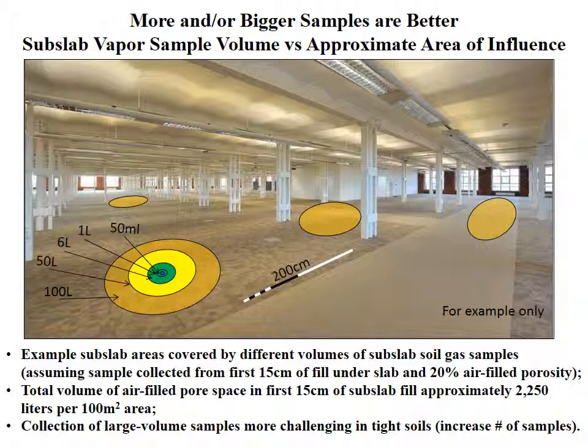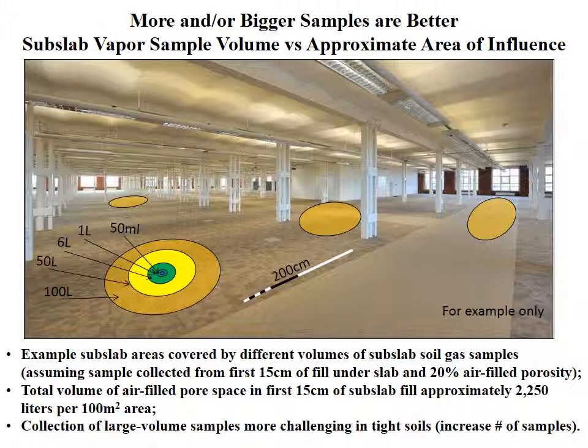A 1 liter sample in reality isn't much better. It would only represent a radius of influence of around 10 centimeters. With 6 liter samples, you'd get a radius of influence of around 25 centimeters, just to give you an idea of how big these samples are compared to how big the vapor plume probably is. So this is the typical size of soil gas samples collected.